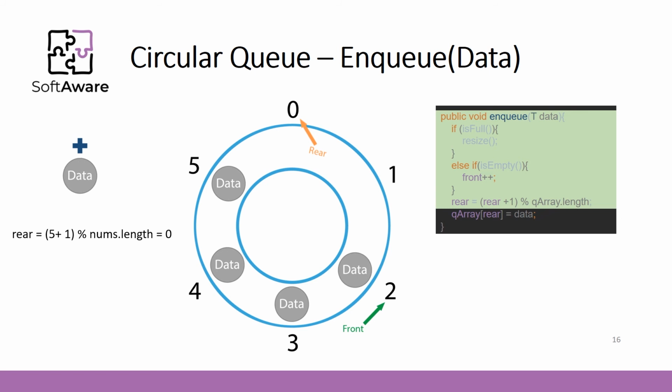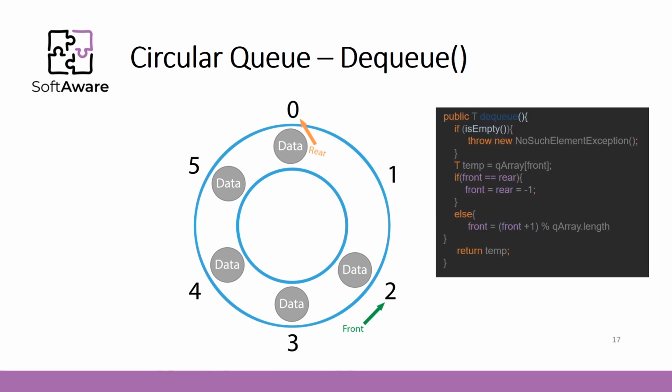But now, let's go on and enqueue more data to understand characteristics of circular queues. As you can see, a basic formula is pointing the rear to the first index after an additional data is enqueued. This feature wouldn't be possible without resizing the array in simple queues. In the next slide, we will see how dequeuing works in circular queues.